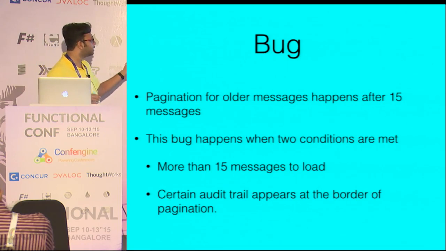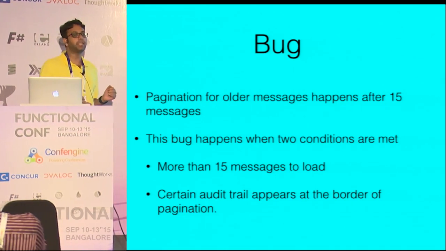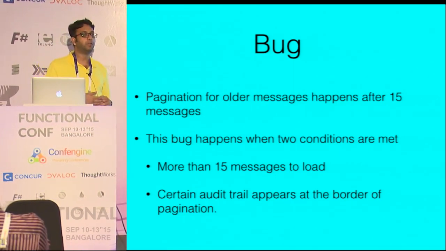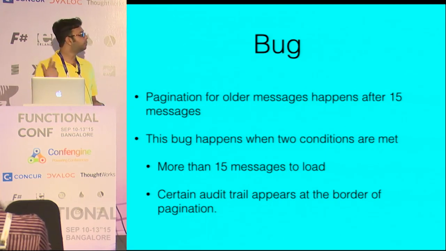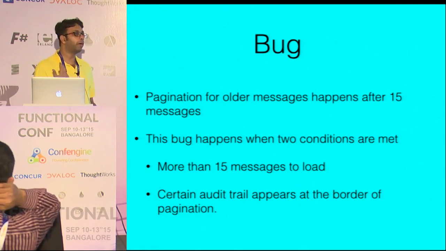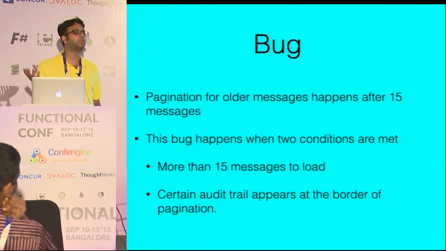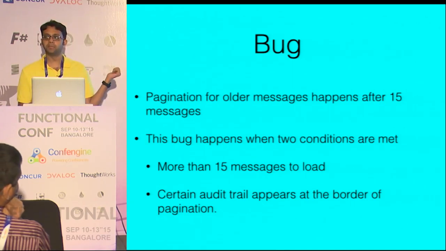Why? Because there are some audit trails which will have 2 messages combined. And if that message gets stopped at the pagination, that message will come again at the second pagination. And that is why you will have the same audit trail twice. So this bug was really hard to figure out, and it took us quite a while, after a lot of exhaustive testing, that we found this bug. Does this make sense?